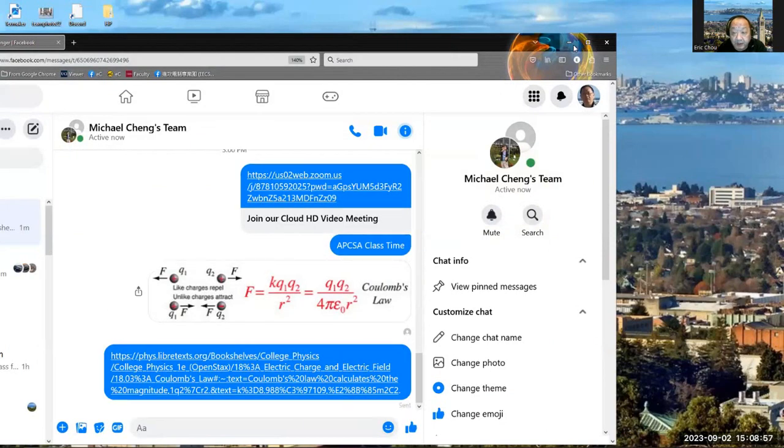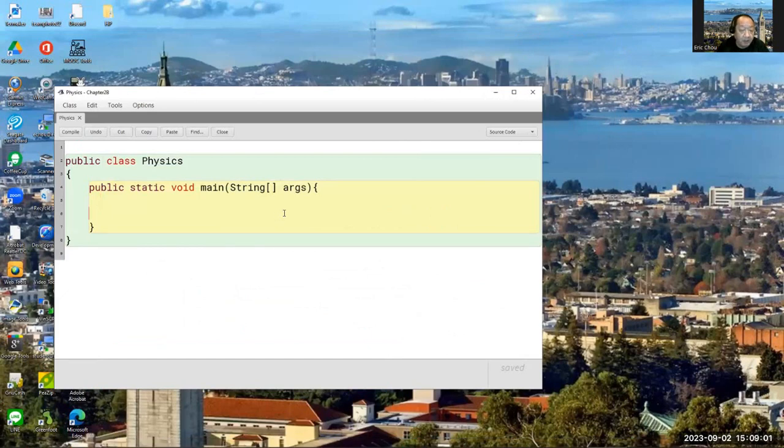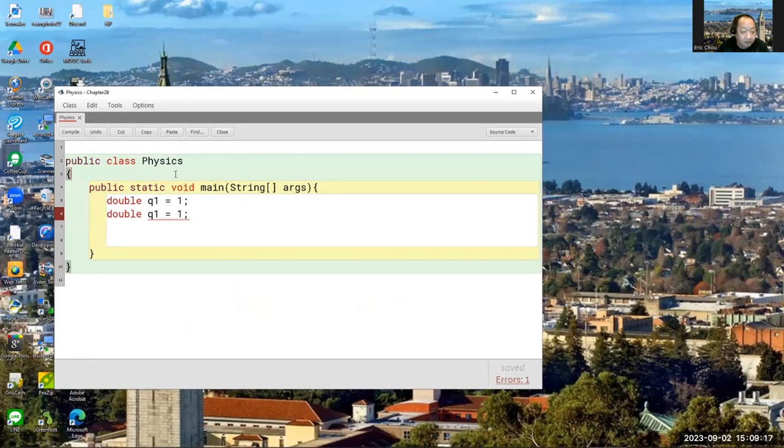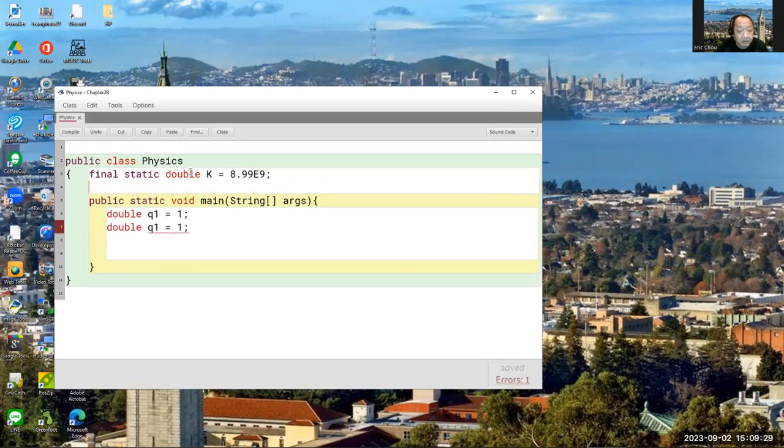Q1, Q2 are the electric charges in Coulombs. So let's assume that we have double Q1, Q1 equals 1. We also have Q2 equals 1. And then we need to have a constant. So let's have a final static double constant K. K would be 8.99E9. This is to tell you it is 8.99 times 10 to the power 9. This is the constant K. So we have charge 1 and charge 2. Let's assume these are all 1 Coulomb.